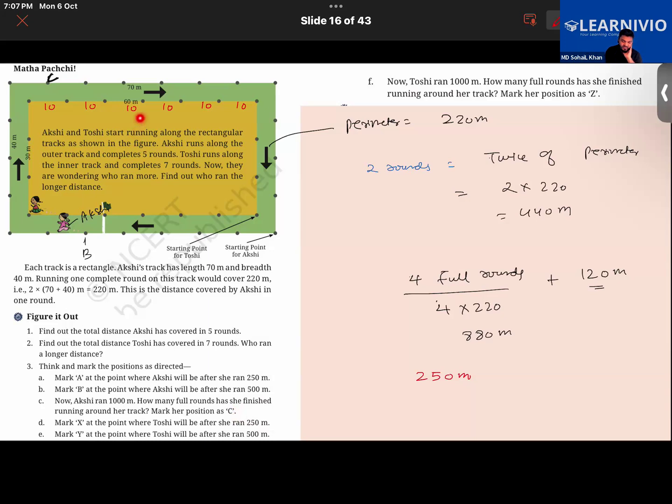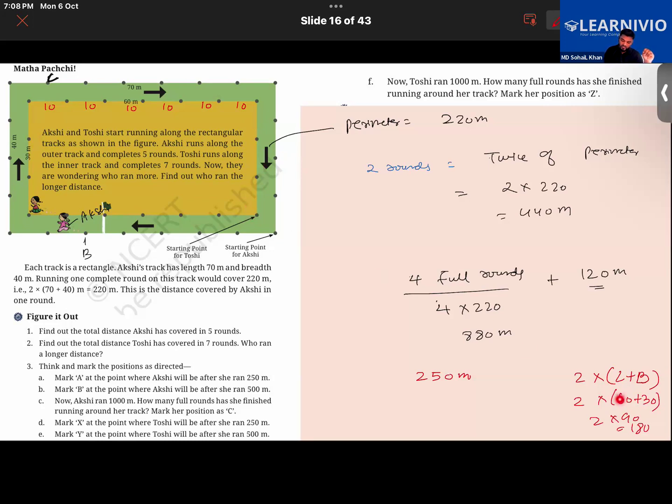What is the perimeter of the inner track? That is 60 plus 30, 90. 90 multiplied by 2 is equal to 180. Getting it now? It is twice of length plus breadth actually. We're talking about the inner track where Toshi is running. So twice of 60 plus 30, that is 2 into 90, and 180. So try to think about it: when she has done one round of the inner track, she comes back to the same point, the starting point.